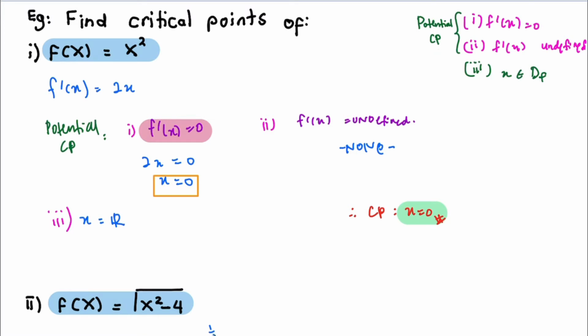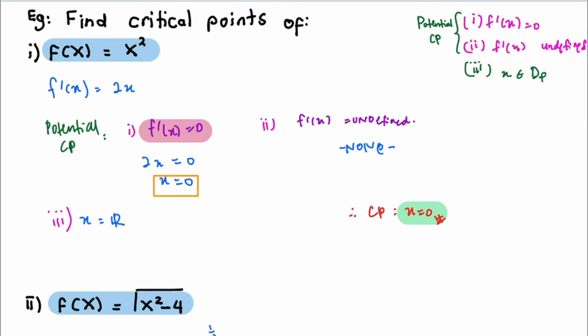How to find it? The first one, we need to find f prime x equated to 0 and then solve for x. Second potential critical point is we need to find where f prime x is undefined, which is your denominator, make it equal to 0 and then solve for x. And the third step is we must make sure that our x is within the domain of our function f.